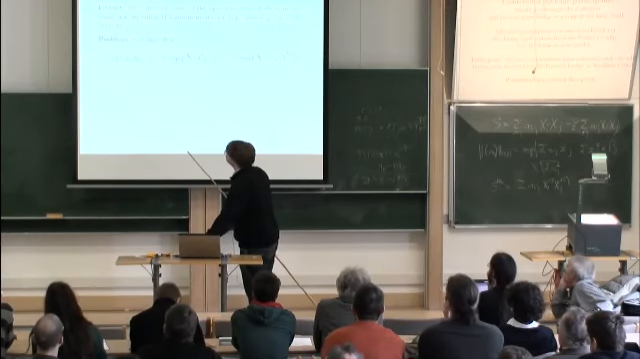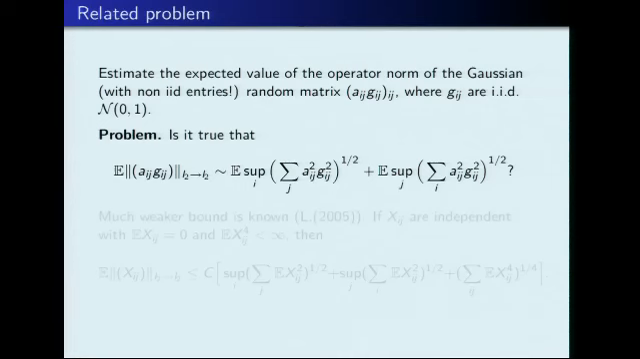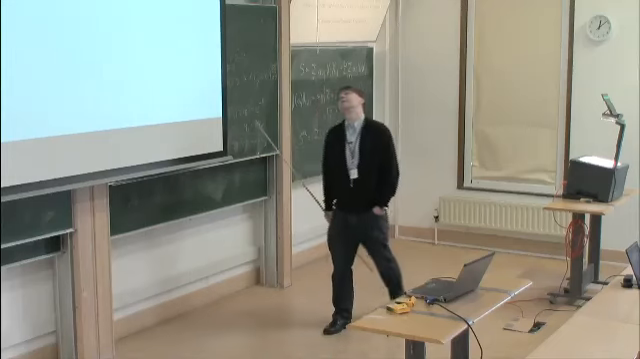Okay, so there is a related problem I would like to pose. I was working hard on this problem without much success. The problem is very easily formulated. You have a Gaussian random matrix, but you don't assume, as in standard matrix theory, that the entries are IID. If they are IID, everything is well understood, and there are even terrific results. But for the non-IID case, there is still a problem. What is this expected value of the operator norm?